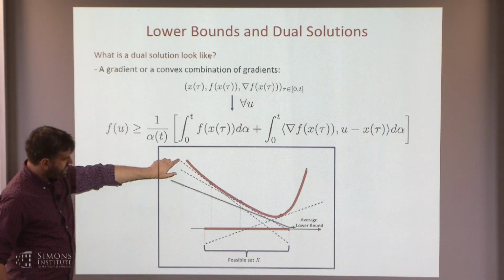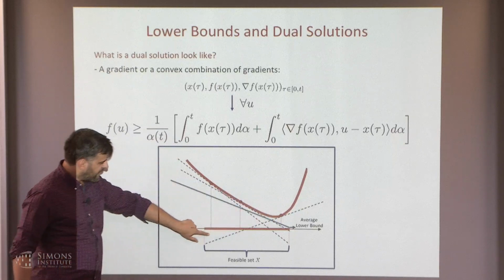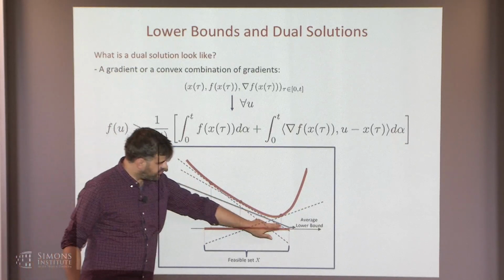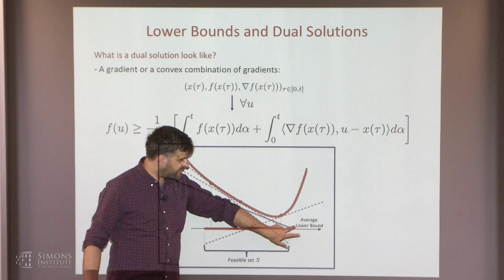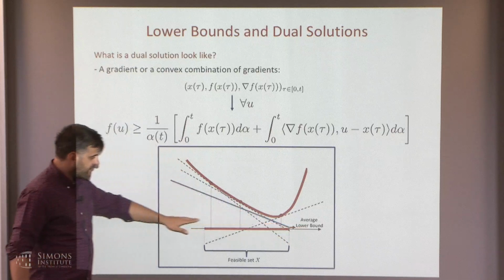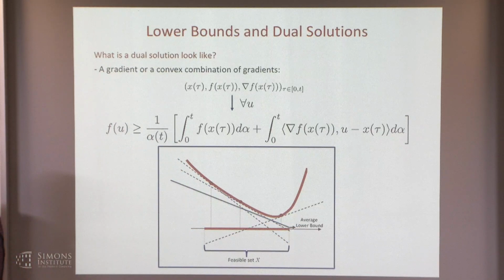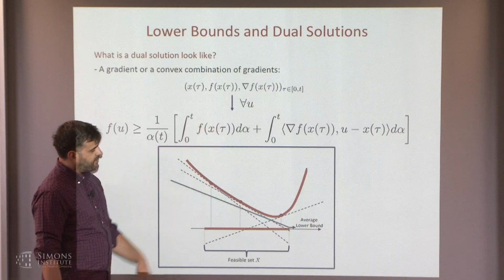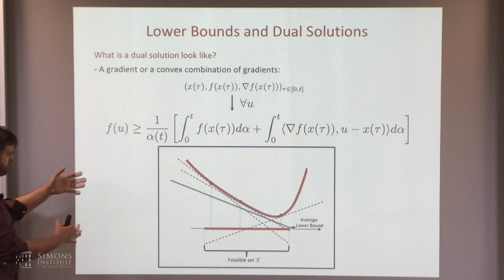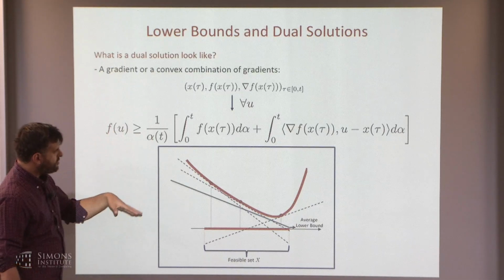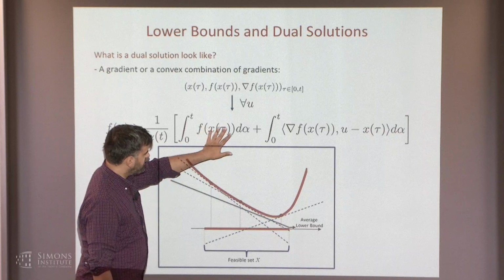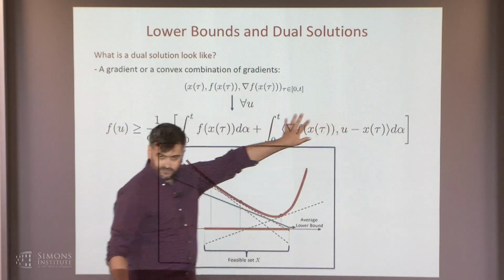You can take all these different lower bounding hyperplanes and take their average. Their average is still a lower bound. Then you can minimize that average, and that will give you a global lower bound for your function. So the notion of a dual solution is a convex combination of gradients. What is not nice about this is that if I want to evaluate my lower bound, I need to keep around all this other information, which is not a gradient.